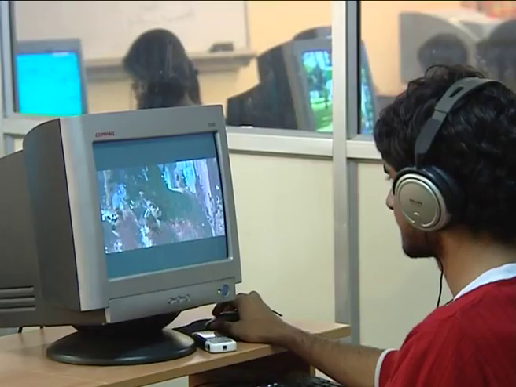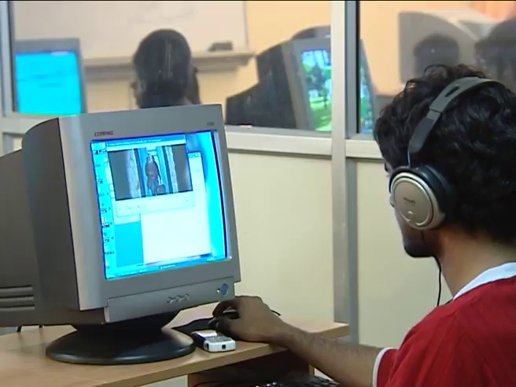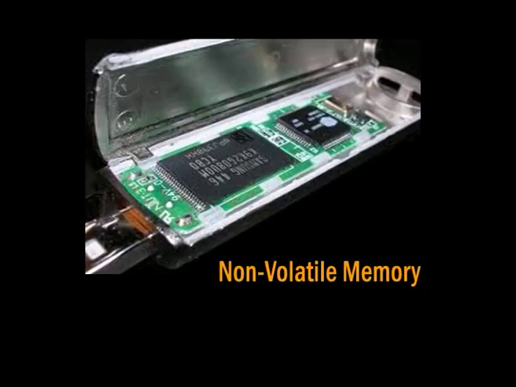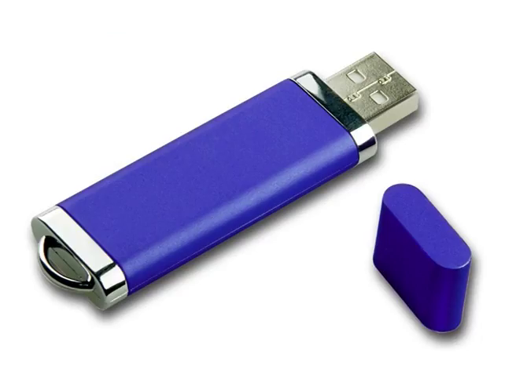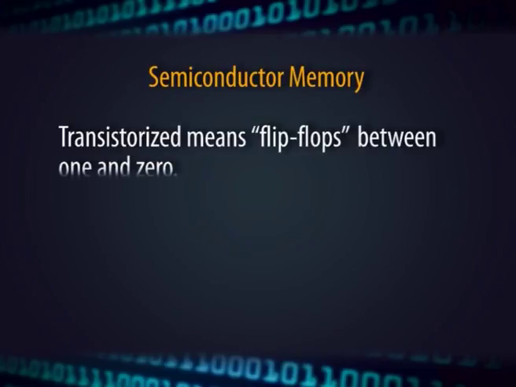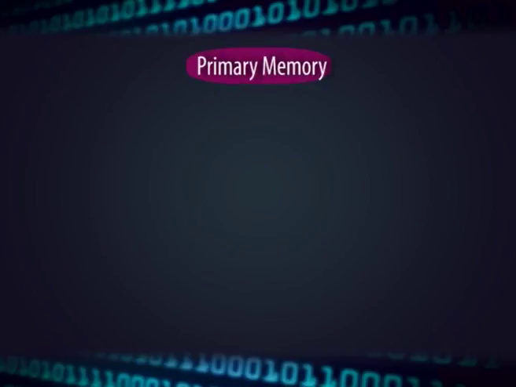In modern computers, primary storage consists of dynamic volatile semiconductor memory, or dynamic RAM. A type of non-volatile semiconductor memory is flash memory. A semiconductor memory can store bits in two ways. First, transistorized, that is flip-flops, which switch between 0 and 1, and second, capacitorized, that is storing a charge for 1, no charge for 0. Let us discuss types of primary memory.